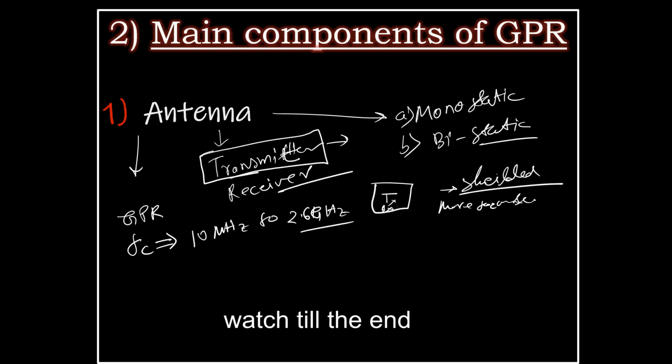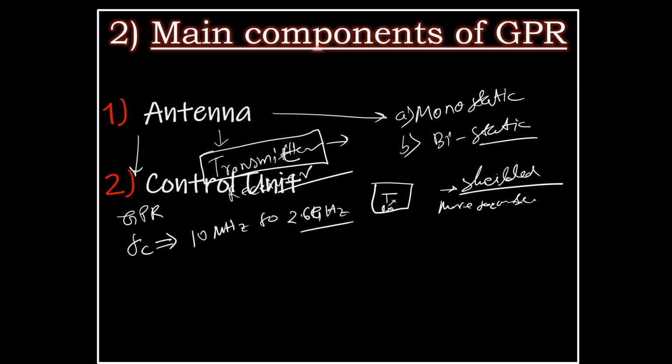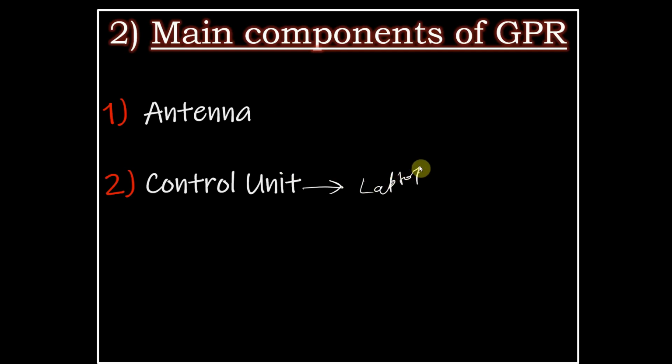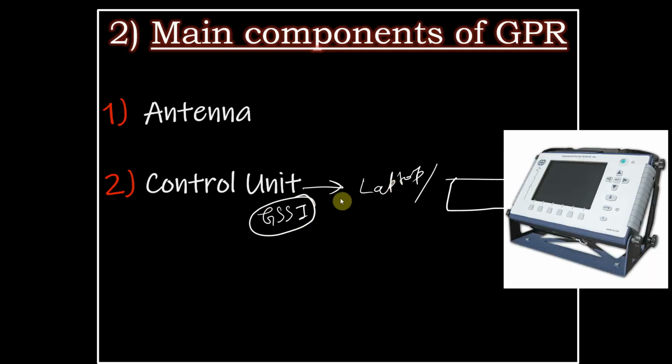Okay, now for the control unit, what's the purpose of the control unit? Let me tell you briefly first, then I'll discuss which antenna you should select for which type of survey. For the control unit, you might have a laptop, or an integrated PC system, or an integrated control unit system. I was using the GSSI, which is the name of a GPR company. I was using GSSI's SIR 3000, and it is a compact computer, you can say.